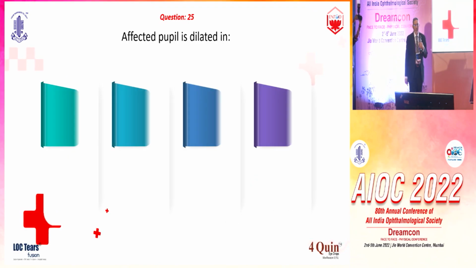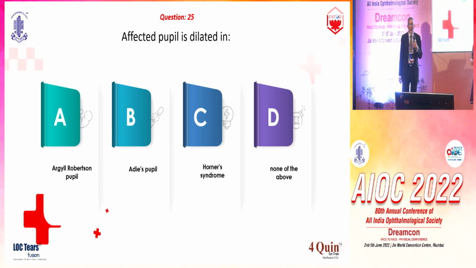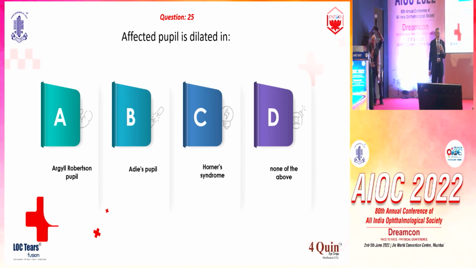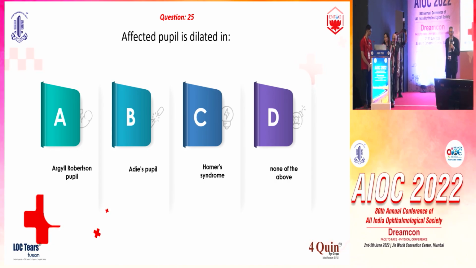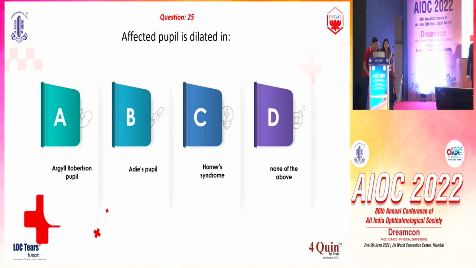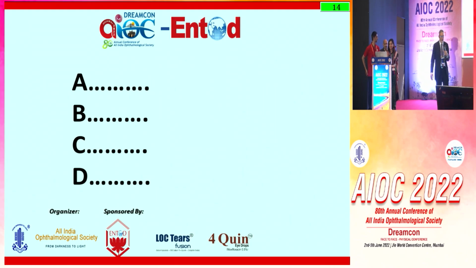The affected pupil is dilated in an Argyll Robertson pupil, Adie's pupil, Horner's syndrome, or none of the above. Suppose you have a right-sided Horner's syndrome or Adie's, in that, would the affected pupil be the dilated pupil, or none of the above? If you are confused, go for none of the above. Timer. Even as they start thinking about it, you got extra time.